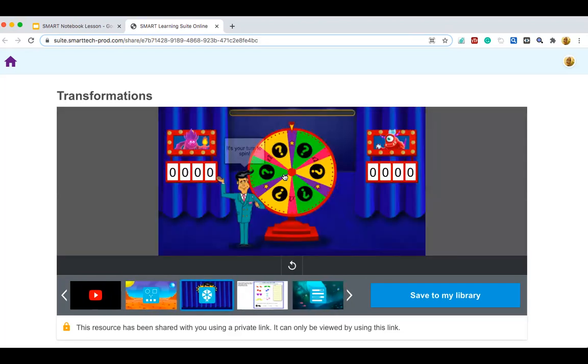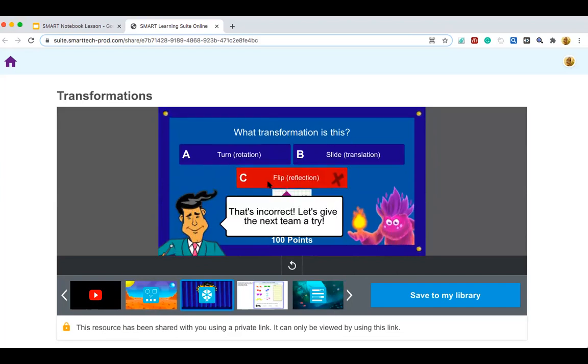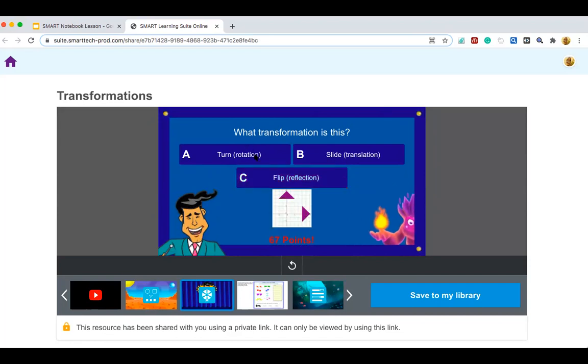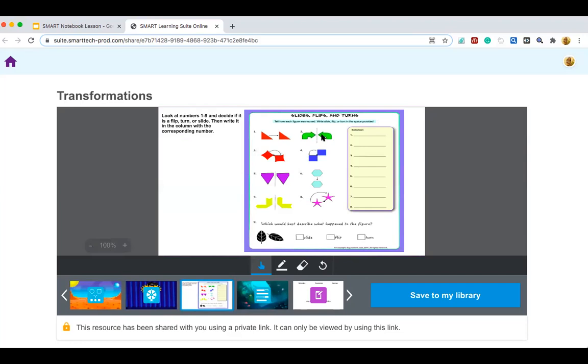The second part of it is a game show kind of theme, and they just spin and they're able to answer the question. Let's say we do the wrong one and it tells us it's incorrect, so then we get to try again, and then it says, okay, you got it right. They get to move forward. The third assessment is this one. Basically you just tell which one is which, if it's slide, flip, or turn, and then you write it on this right here, the 1 through 8, and we see the figures right here.